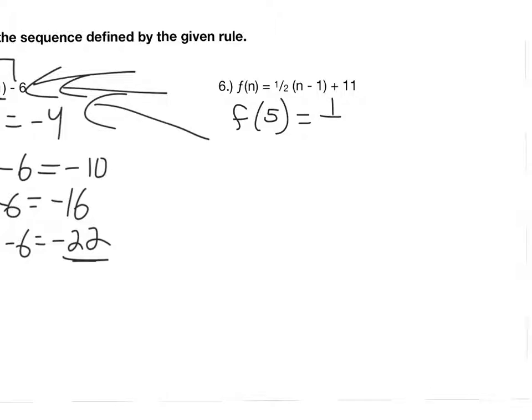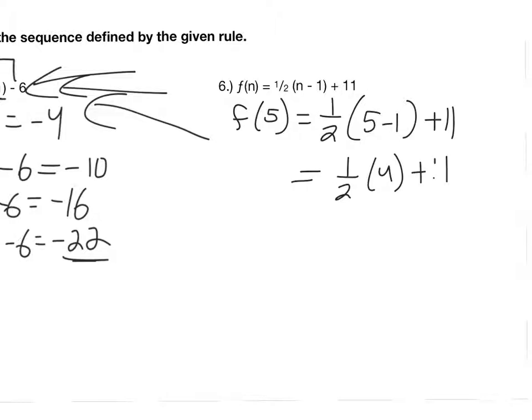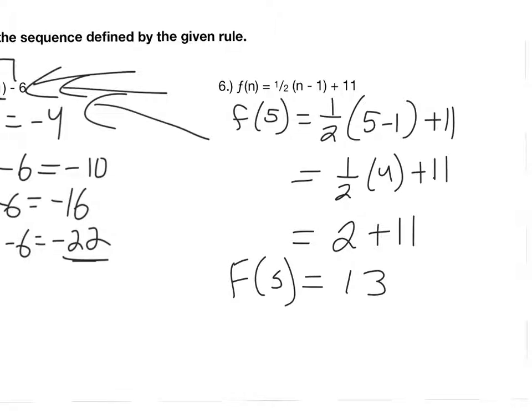That's going to be 1/2 times 5 minus 1 plus 11. Well, 5 minus 1 is 4, right? 4 times 1/2 is 2, and 2 plus 11 is 13. We don't need to find anything else. That's it. We're done. This is going to be a fifth term. F of 5 equals 13.